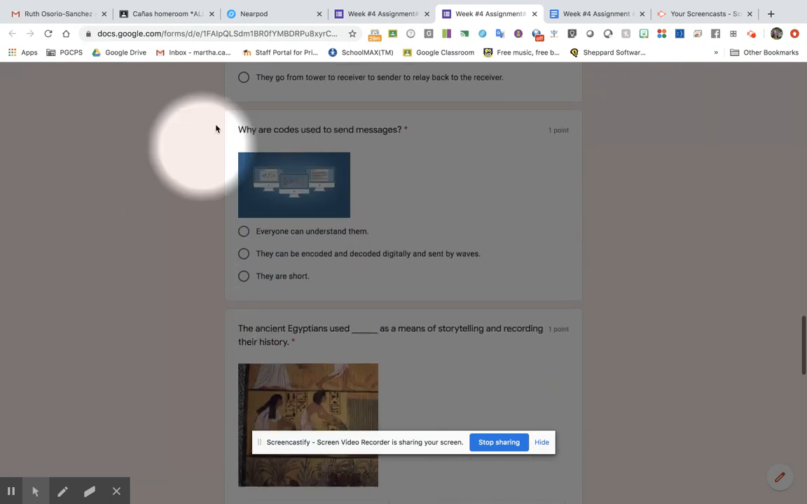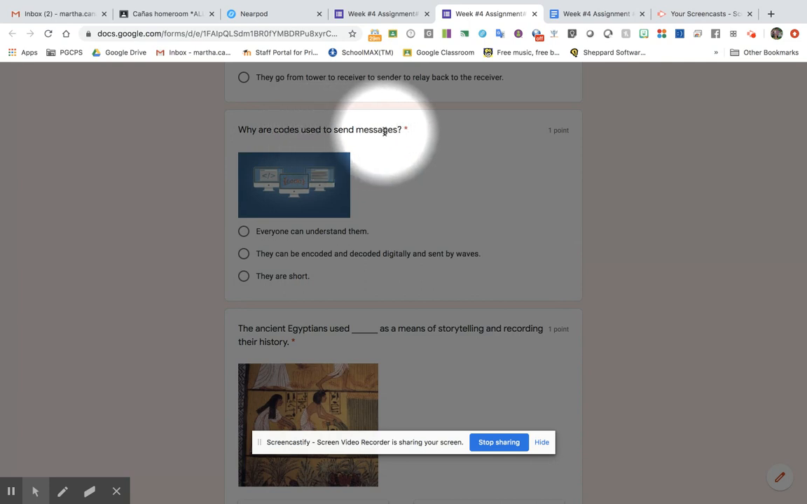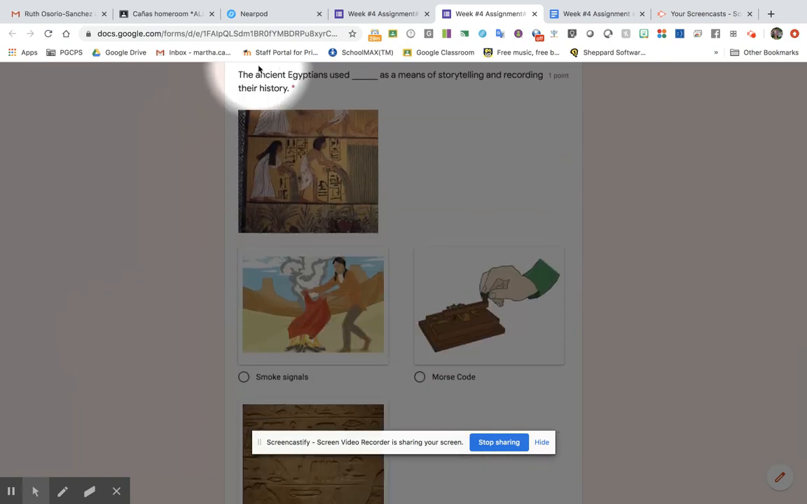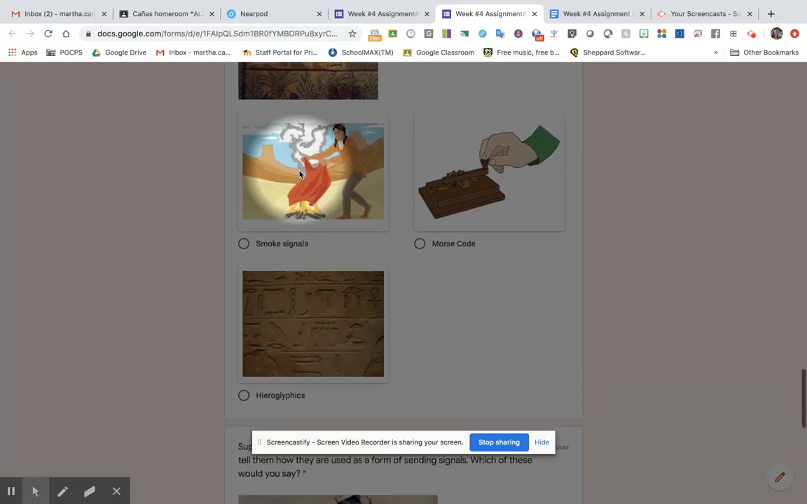Our next question, why are codes used to send messages? Because everyone can understand them? Think about our Nearpod presentation. During the wartime, did they want everyone to know their messages? They can be encoded and decoded digitally and sent by waves, or they are short. Our next question, the ancient Egyptians used blank as a means of storytelling and recording their history. Here is a picture of the ancient Egyptians. Did they use smoke signals, Morse code, or hieroglyphics?